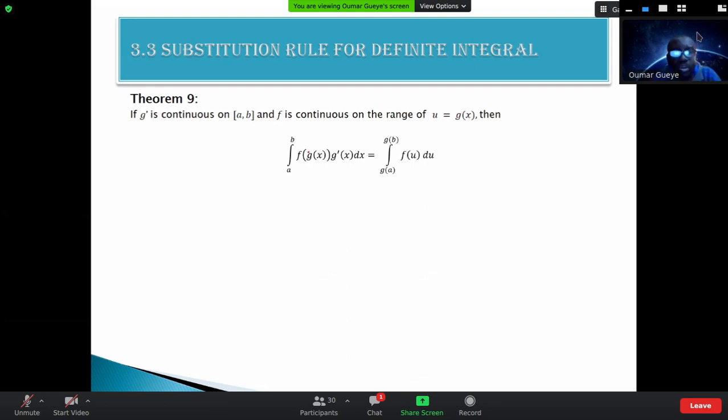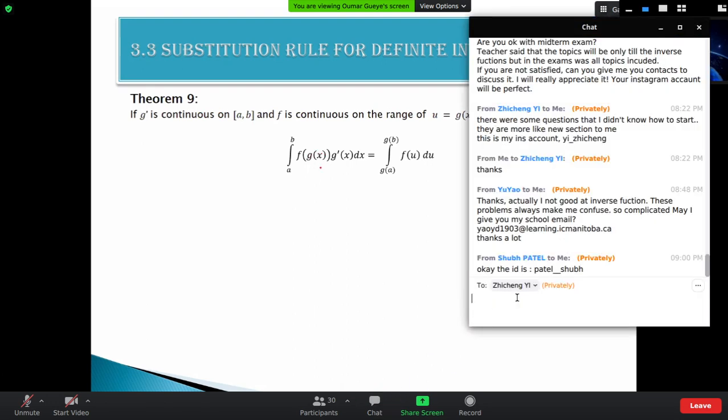So here is one of the techniques, and it's called the substitution rule. It's used to calculate more complex integrals. And when you want to use this method, you're supposed to have a composite function like f of g of x.